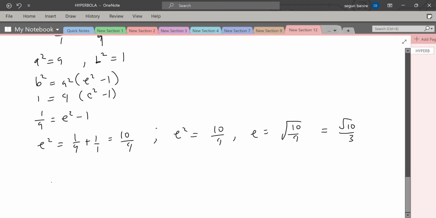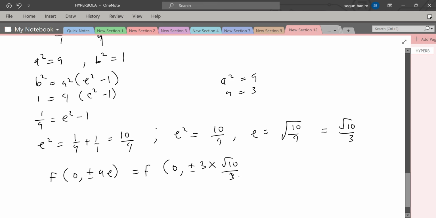So looking for the focus, which is 0, plus or minus ae now. Your a squared is 9, so a is 3. So that will be plus or minus 3 times root 10 over 3. 3 cancels 3, you get root 10. So it means our focus is 0, plus or minus root 10.